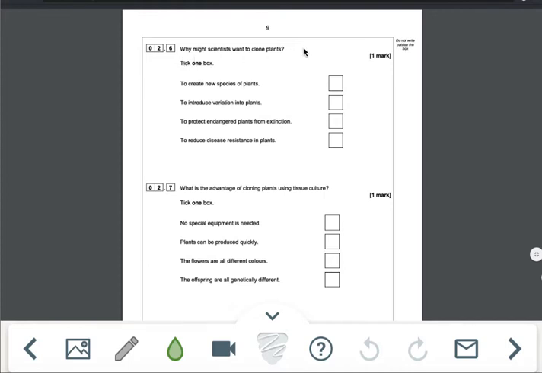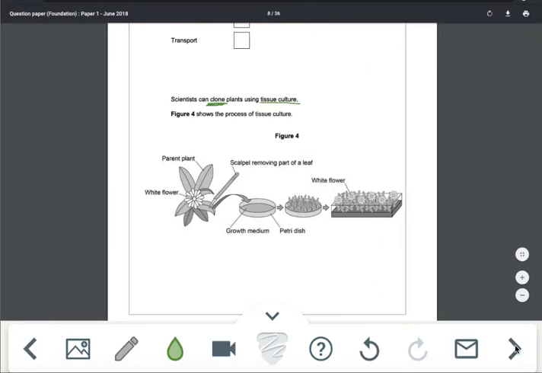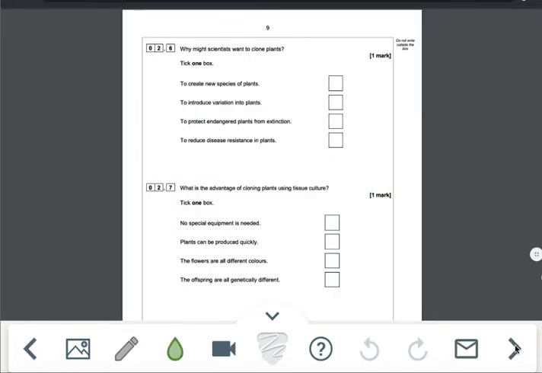Why might scientists want to clone plants? Let's start at the top. To create a new species of plant. Right. Well, we should know, if we go back to the question, we're talking about clones. Cloning is used to create an identical plant. An identical plant. There is no new species of plants created through this. So that's definitely incorrect. Second of all, to introduce variation into the plants. Once again, creating an identical plant, there will be no variation genetically. So that's not correct.